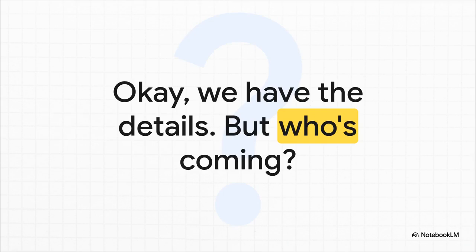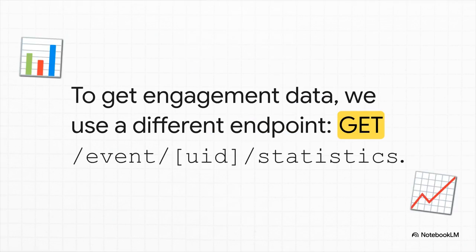So, knowing the what and the when, that's great. But if you're the person running the event, the next thing you're desperate to know is about the people, right? How many did I invite? And more importantly, who actually said yes? And to get that answer, we use a different endpoint. See how it just builds on the last one? We're still asking about the same event, but now we're adding /statistics.